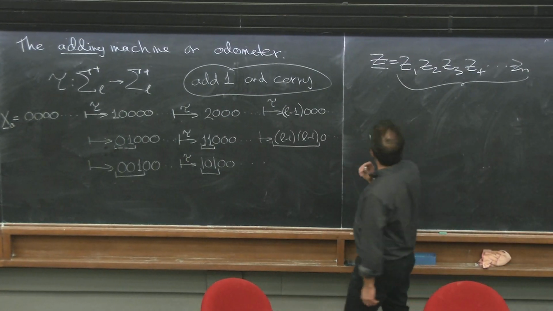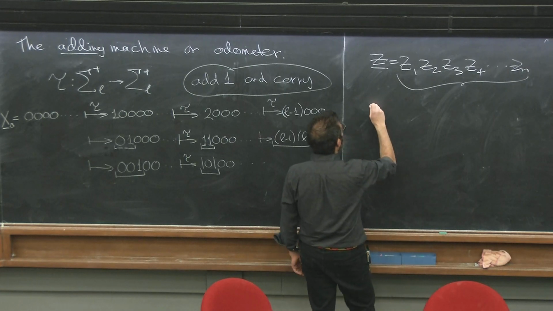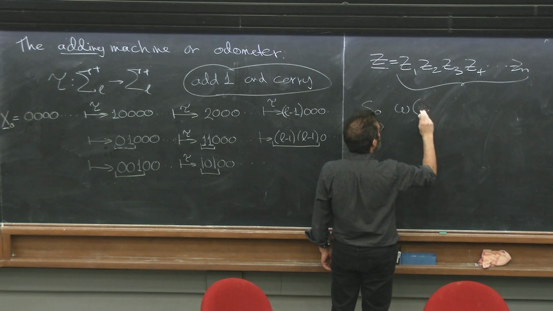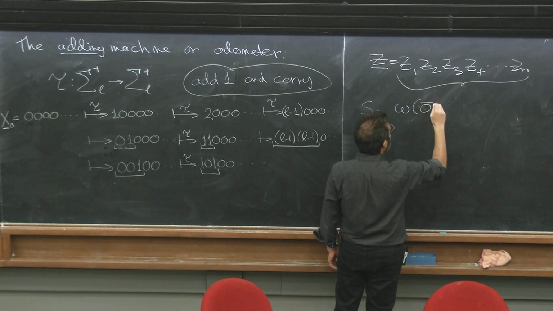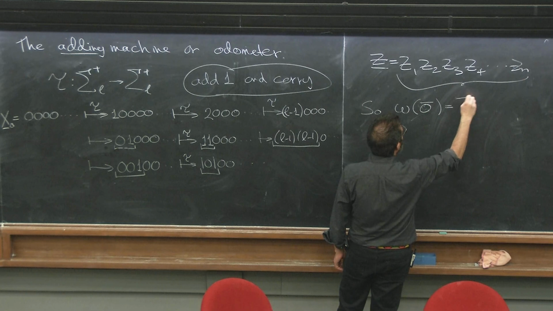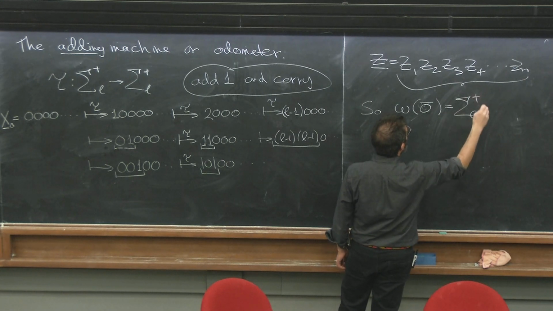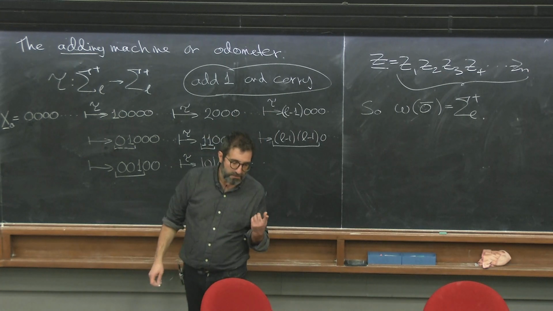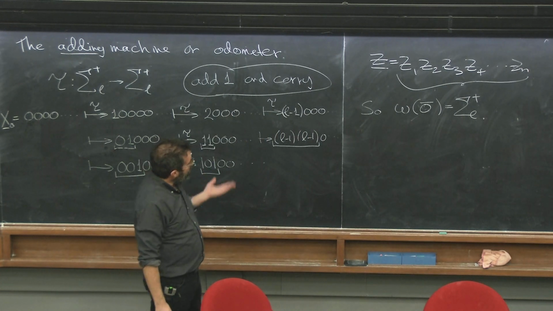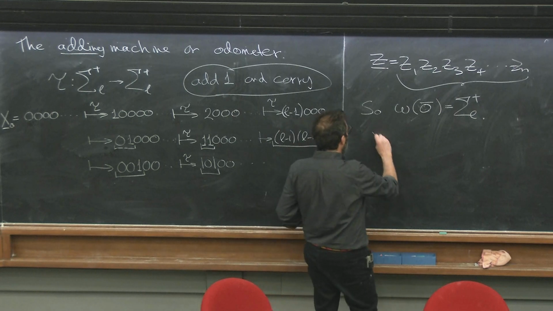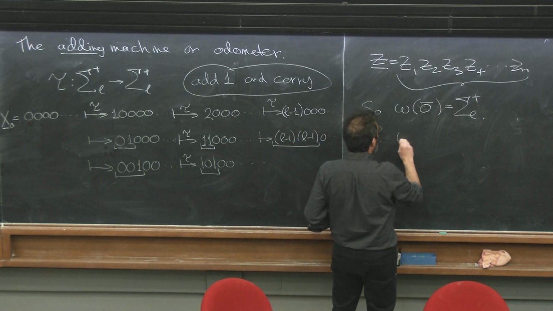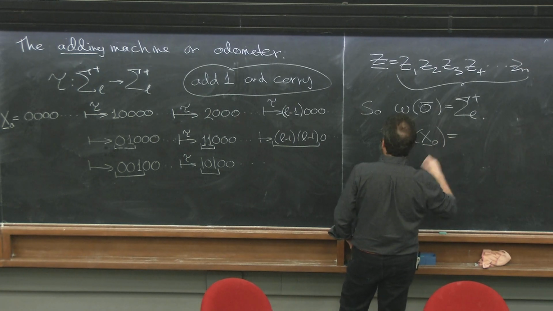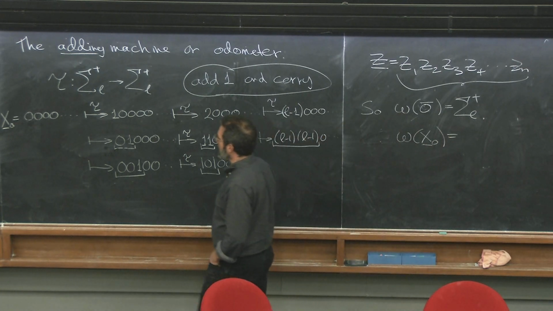So the orbit of 0 is dense, okay? So the omega limit set of 0 is equal to all of sigma L plus. What about if we take some other arbitrary initial condition, x naught? What can we say about the omega limit set of that?